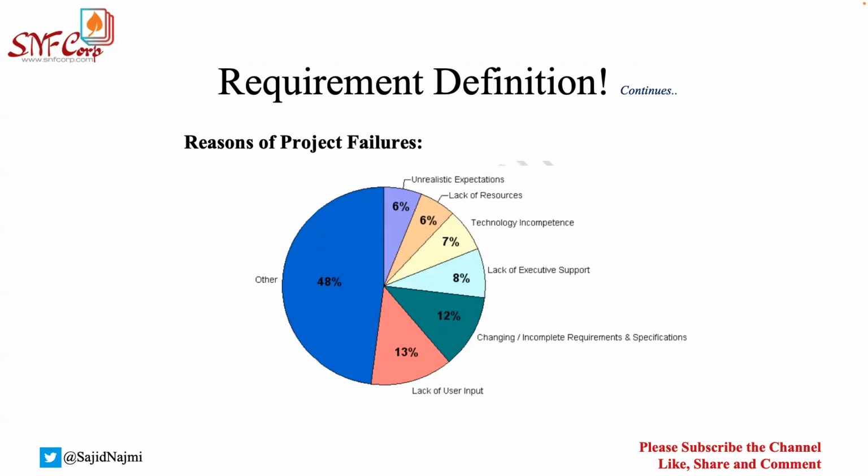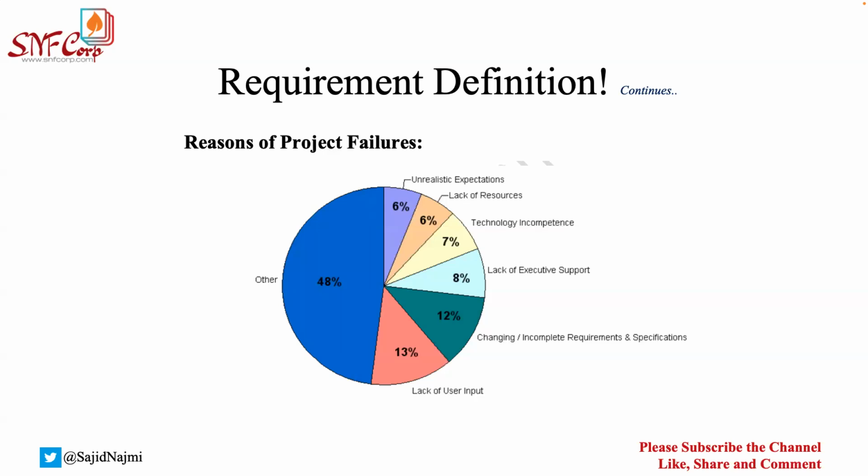Number one reason, in this chart, you see, is unrealistic expectations. The customer is giving you something which is really unrealistic. We cannot achieve those things, right? Like the example I gave you last time, if someone asks you to deliver my product to the moon or to Mars, can you really go there? You cannot. That is an unrealistic expectation, so the project will fail. The researcher says 6% of total projects fail because of unrealistic expectations.